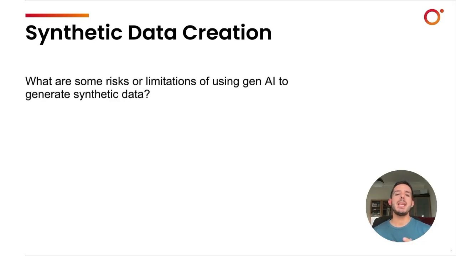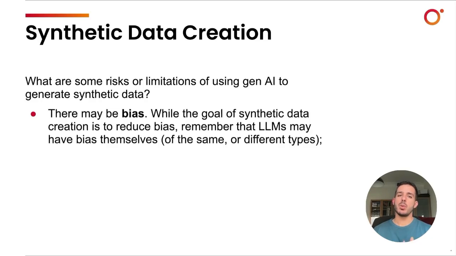And naturally, as for many other use cases, there are risks and limitations to using generative AI for this purpose. These include, for example, bias. That is, while the goal of synthetic data generation is to reduce bias, do remember that LLMs may actually have biases themselves. And these can be biases of the same type or different types. In other words, you may be trying to balance the age distribution when generating false customers, if you will. But the problem is it may introduce biases now in terms of the location, because you didn't give it any direction in terms of what to do for the values of the location property. So now there's bias in location.